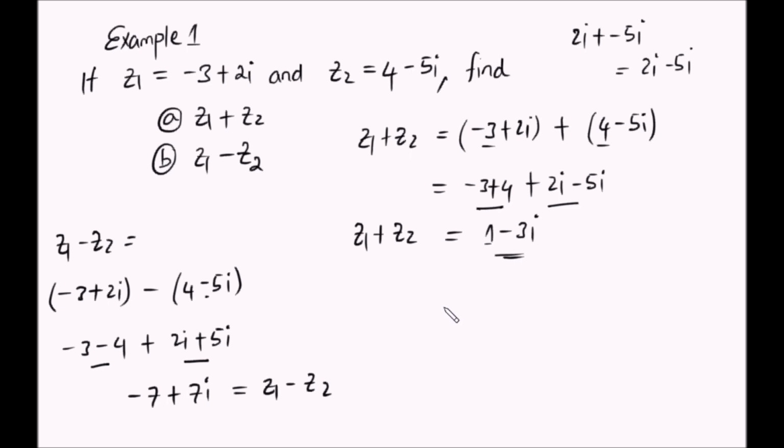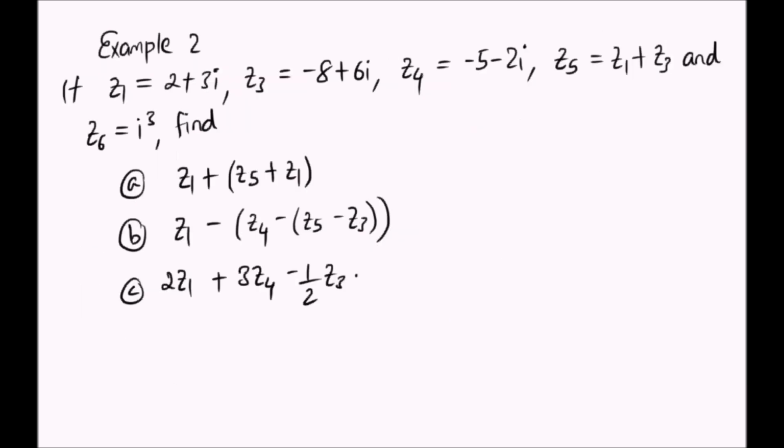Perhaps it will be a little bit more challenging. So this is example 2. You are given z1 is 2 plus 3i. You are given z3 is negative 8 plus 6i. You are given z4 is negative 5 minus 2i. z5 is z1 plus z3. And z6 is i cubed. It says find z1 plus brackets z5 plus z1. So let's do that one. So we have z1 plus z5 plus z1.